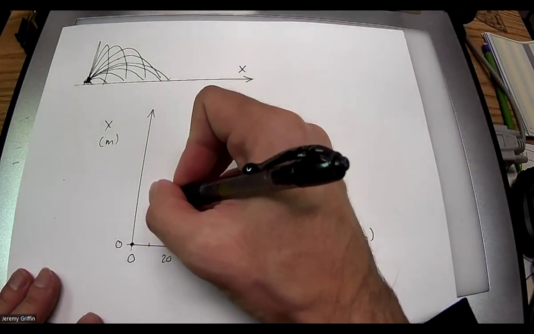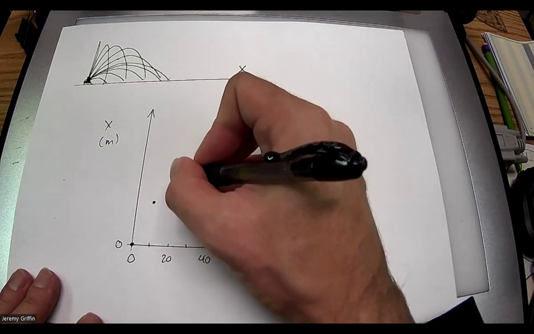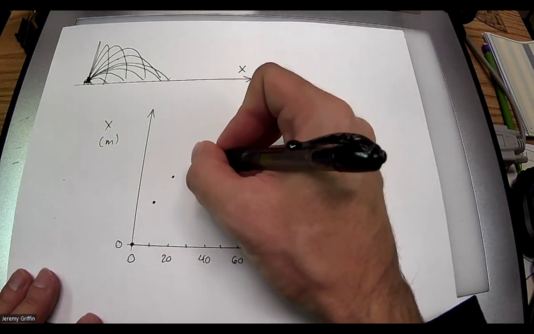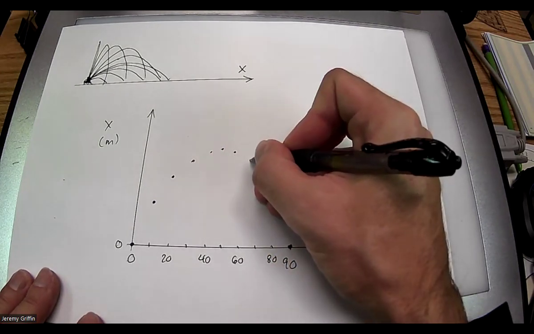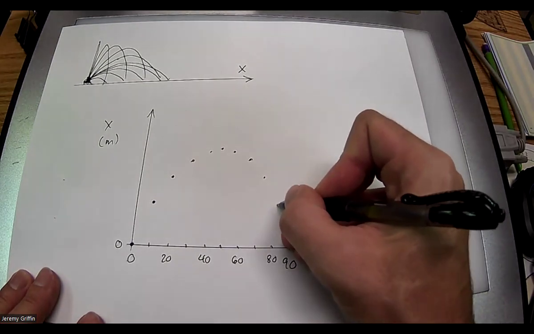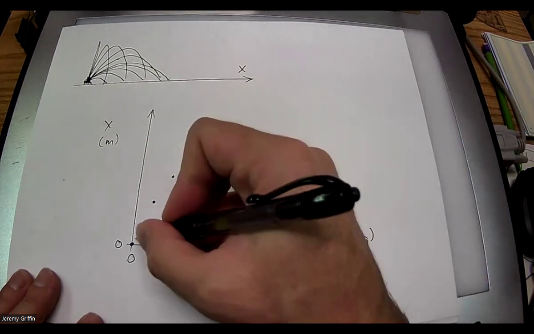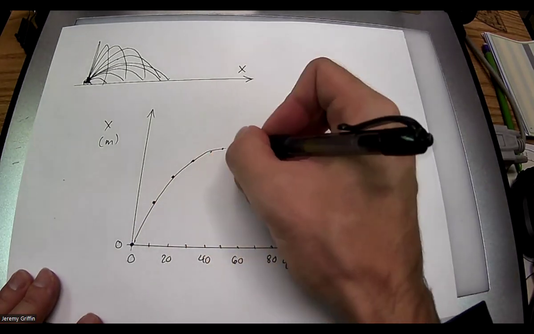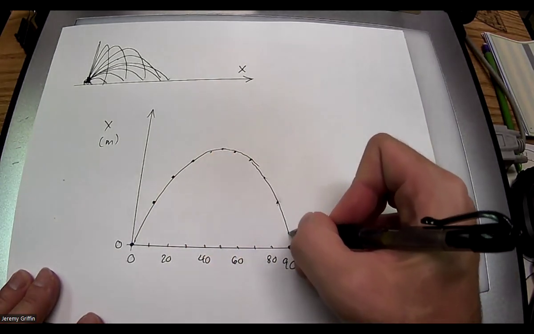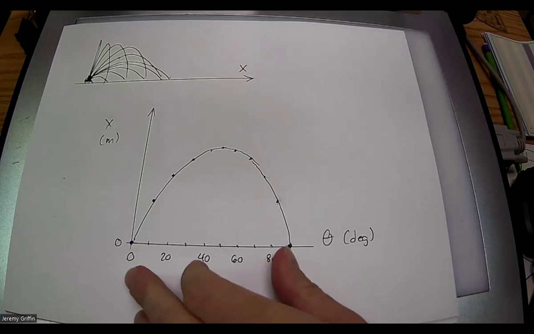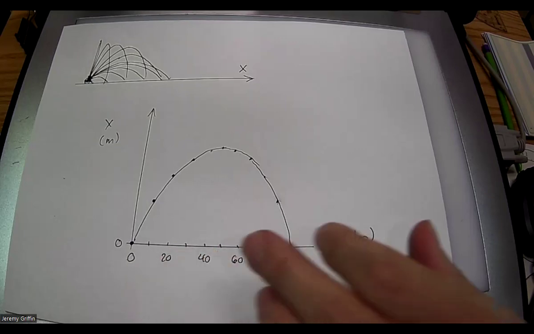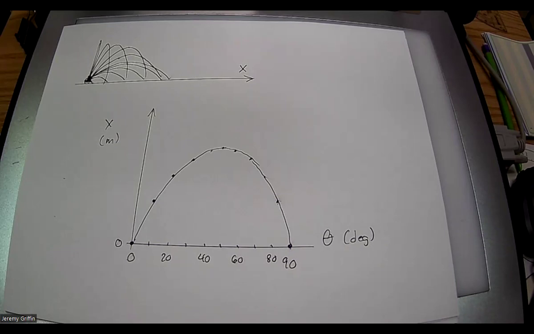At 10 degrees, it went some distance; at 20 degrees, a bit further; then it slows down a little bit, 30, 40, 45, 50, 60, 70, 80, and then 90. If you put it all together, you get a curve that looks about like this. Now, guys, really tricky question. Does anybody know what shape this would be? It turns out it's actually not a parabola.